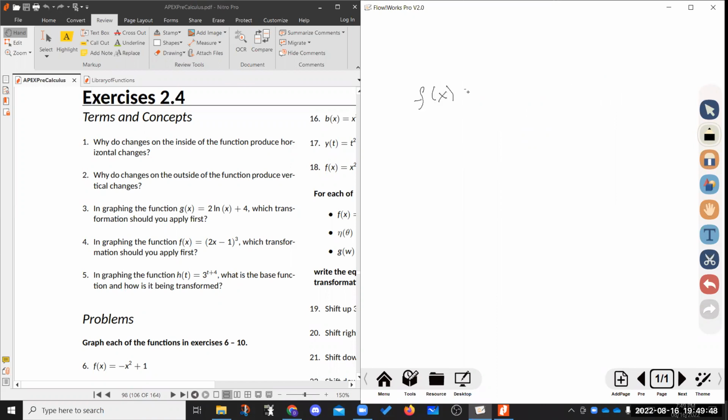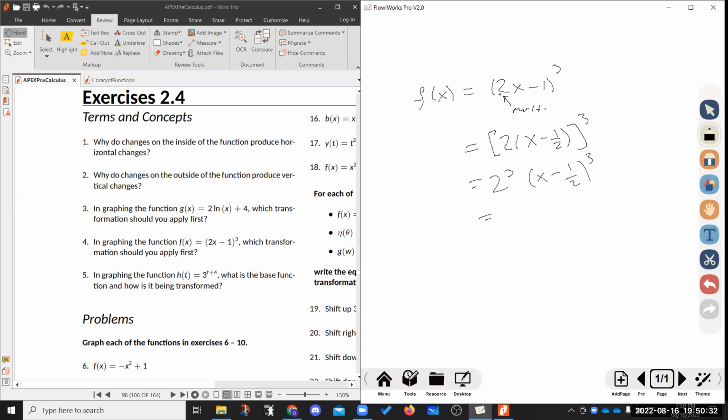And f of x is equal to (2x minus 1) to the third power. What comes first? Order of operations again tells me to do this multiplication that's inside the parentheses before this subtraction inside the parentheses, before this exponent that's on the outside. Now I'm going to tell you that I'm going to cheat in this problem. What I would do in this problem to actually graph it is I would factor 2 out. I would say that this is 2 times (x minus 1/2) raised to the third, which is 2 to the third times (x minus 1/2) to the third.